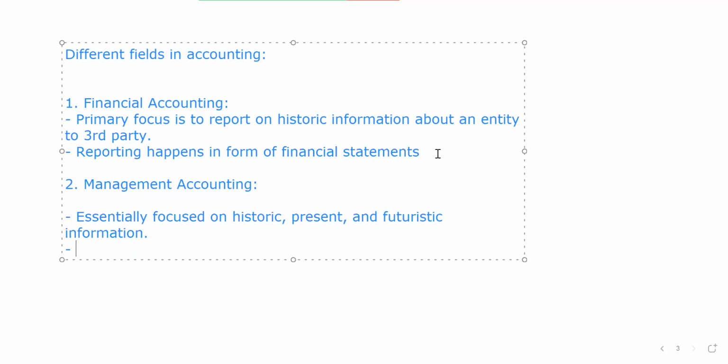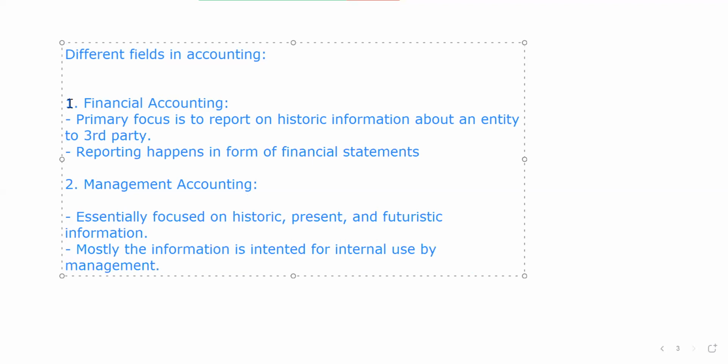Yes. And mostly, the information is intended for internal use by management. Did you see the difference? One, the focus is to report on historic information only about an entity, to a third party, meaning it's aimed for external use. Whereas with this one, it's aimed for internal use by management. That's the key difference between these two different fields of accounting. So far, so good? Okay. Just need to make sure that these things are clear, right?